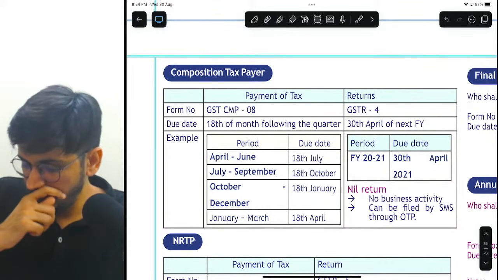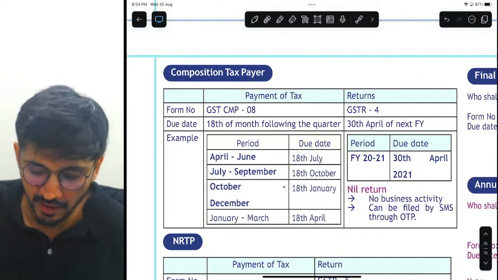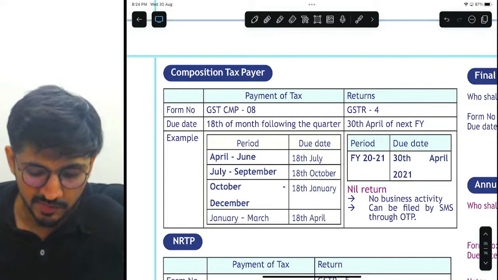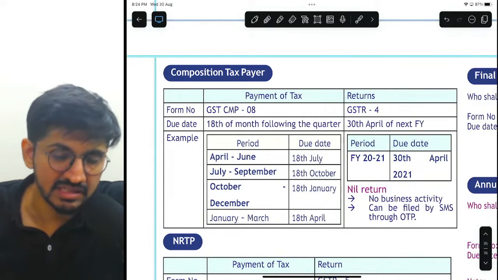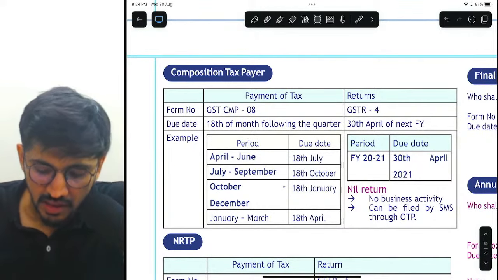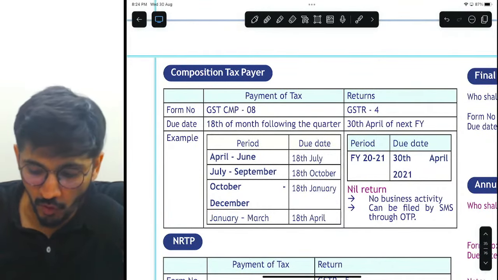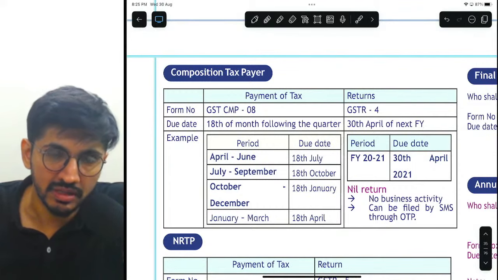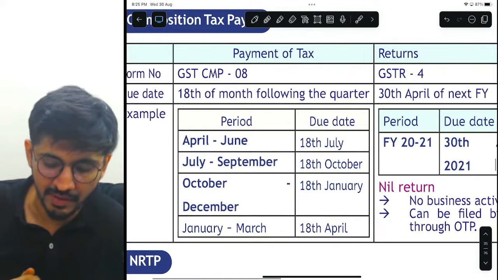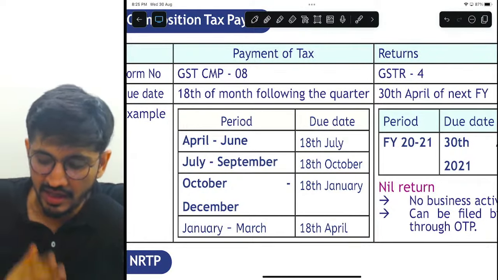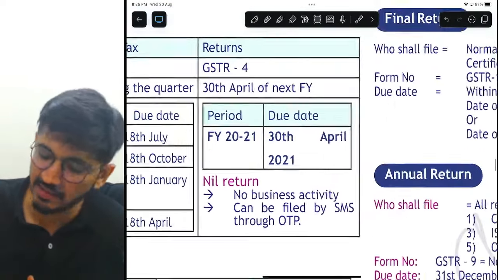When I talk about the composition taxpayer, please understand that in case of a composition taxpayer, payment of taxes is through form GST CMP-08. The due date is 18th of the month following the quarter in which the supplies are made. The example is very simple. April to June will be 18th July, then 18th October, 18th January, and 18th April.